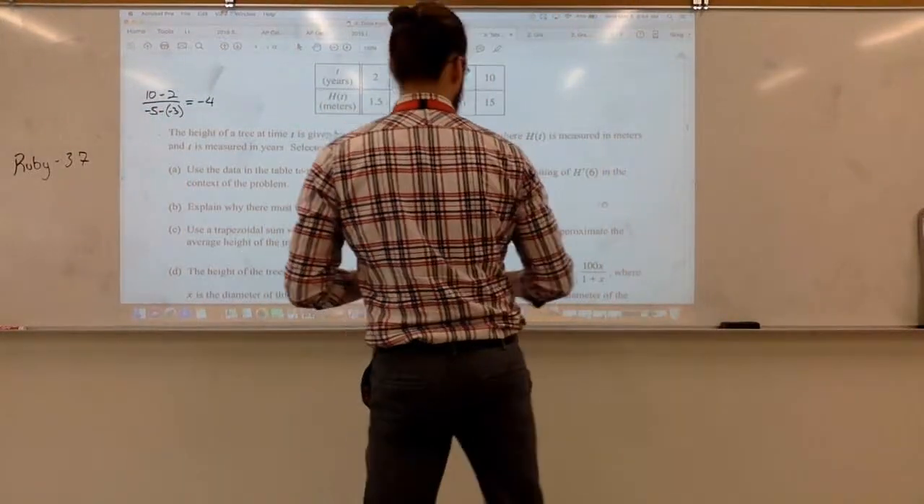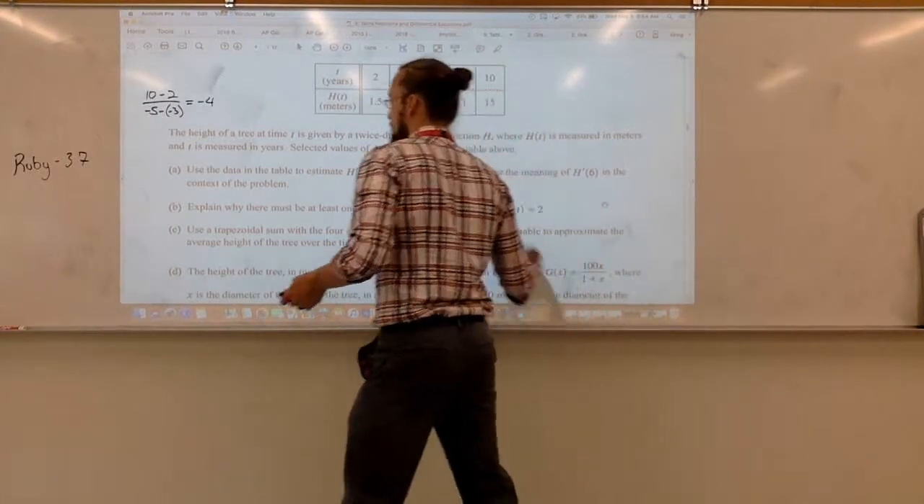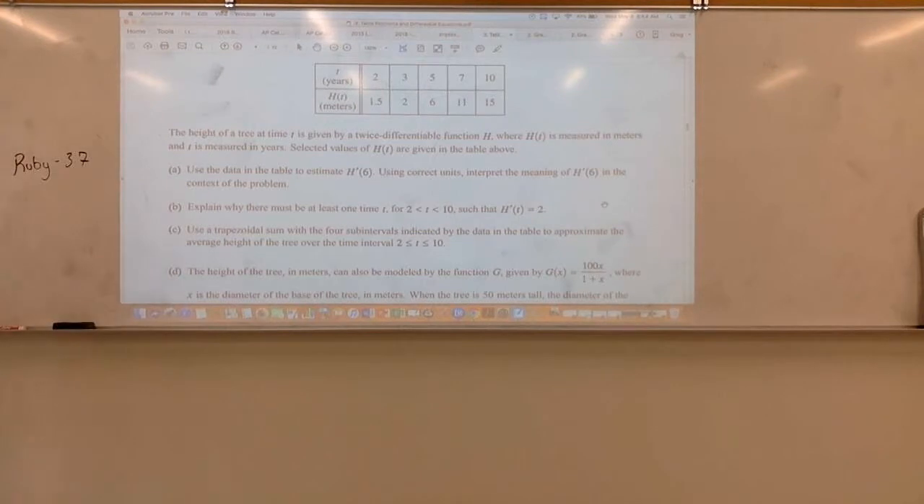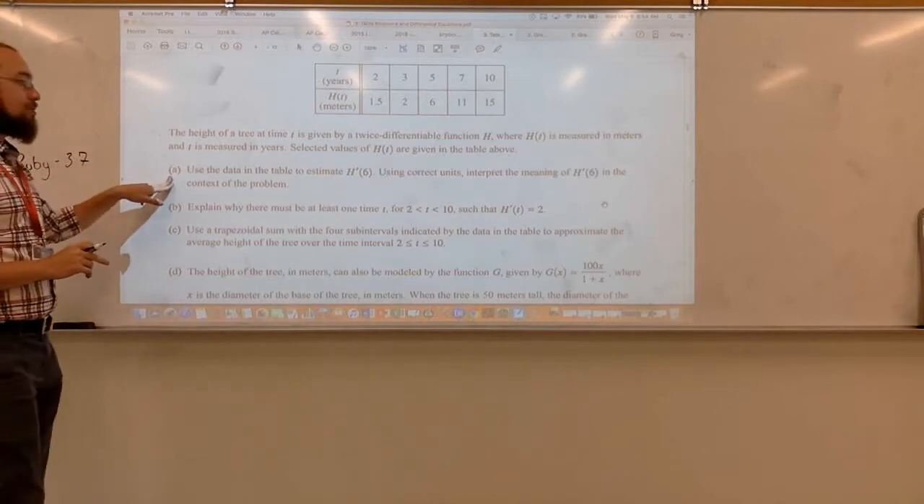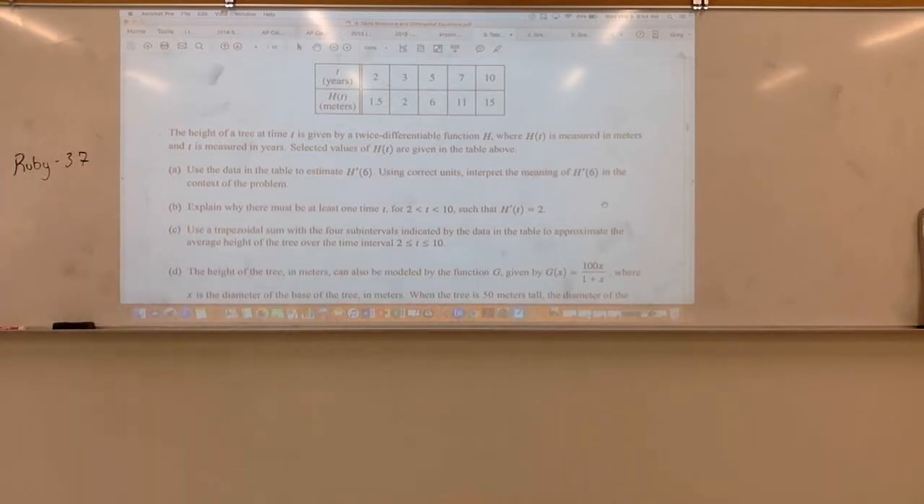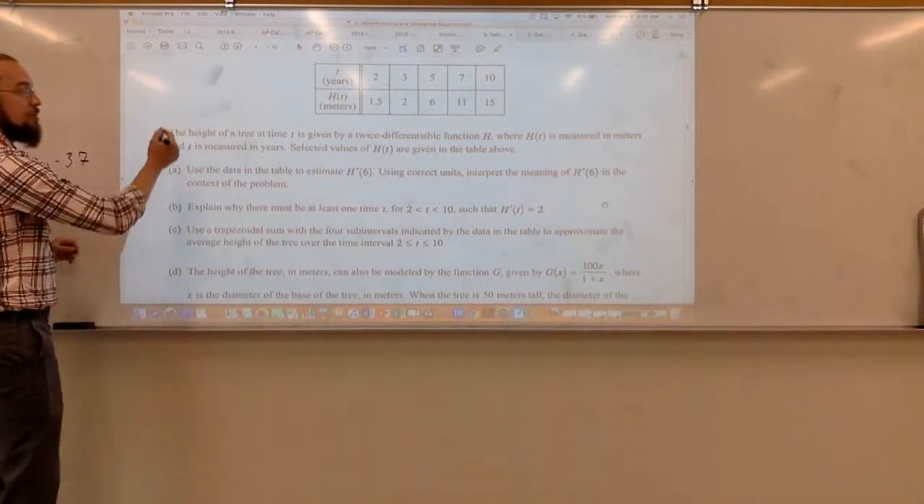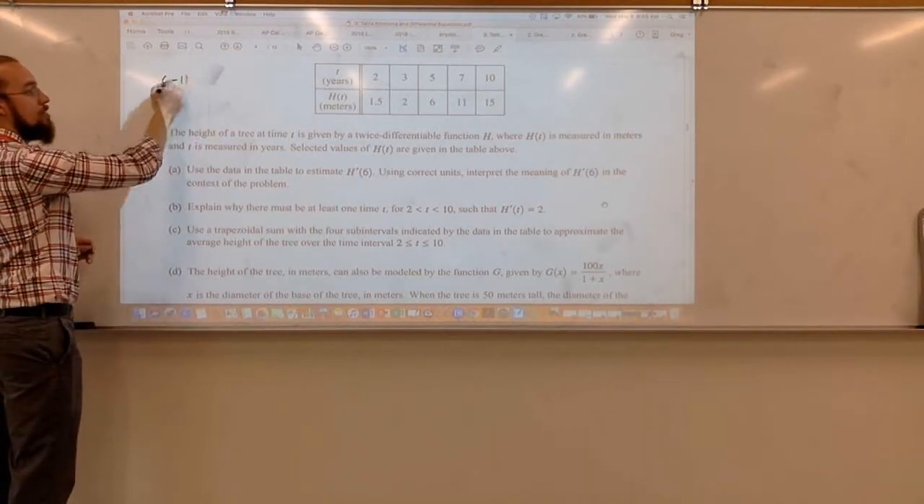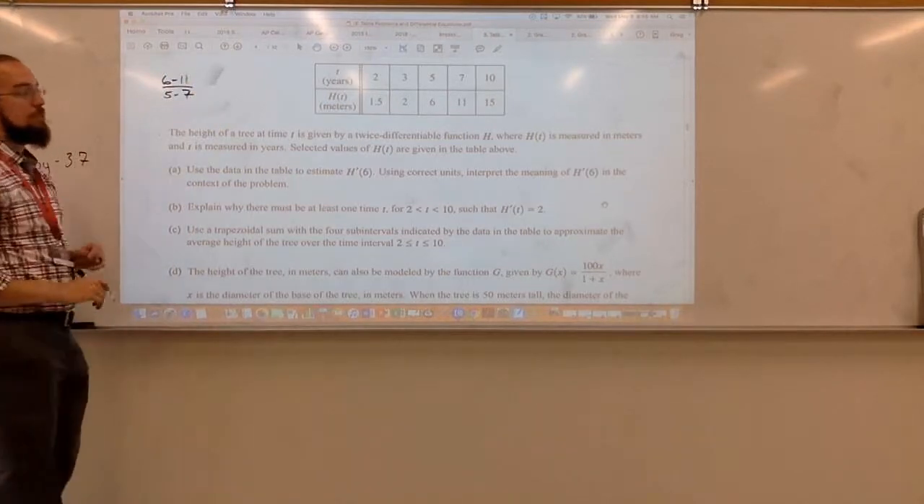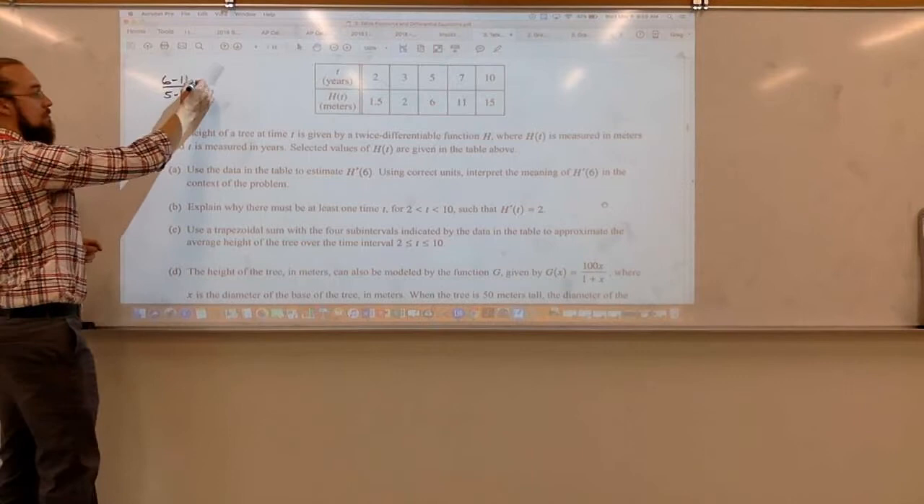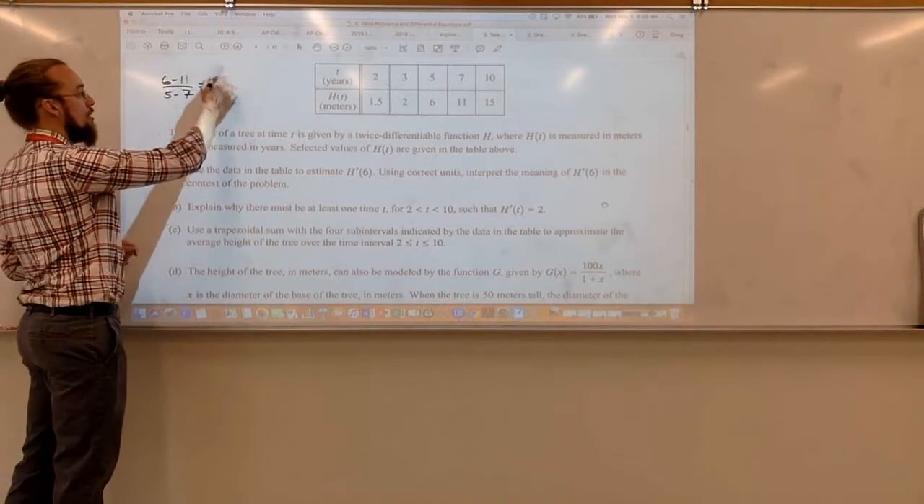This one we want to find some different information. On this one, the table shows the height of a tree. And for part A, we want to estimate h prime of 6. How would I do that? You take the slope. We just want the slope between these 2 points. So 6 minus 11 over 5 minus 7. So -5 over -2.